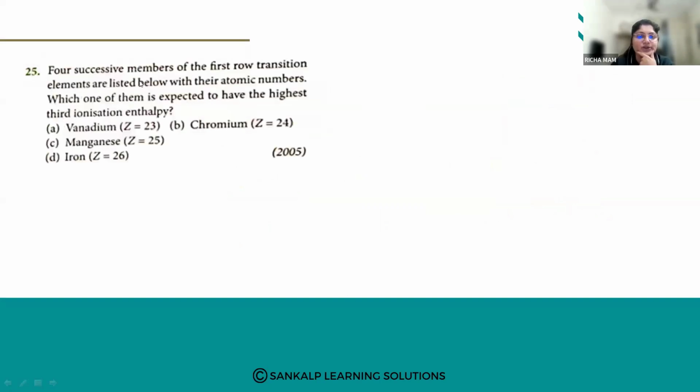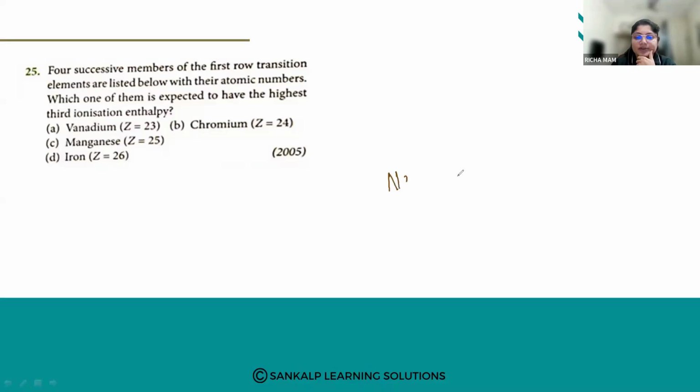Four successive members of the first row transition elements are listed below with their atomic numbers. Which one of them is expected to have the highest third ionization enthalpy? So what is ionization enthalpy? Ionization enthalpy means what, students? It is the minimum amount of energy which is required to remove an electron from an isolated gaseous atom.